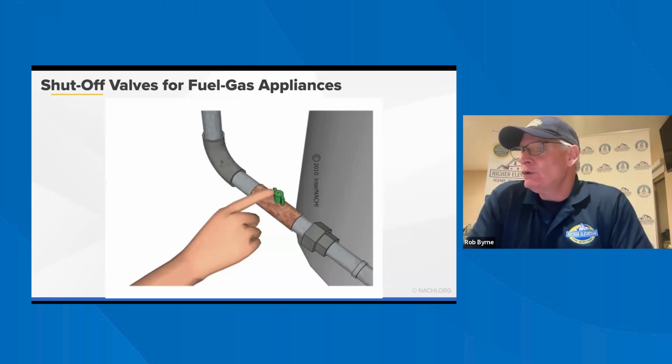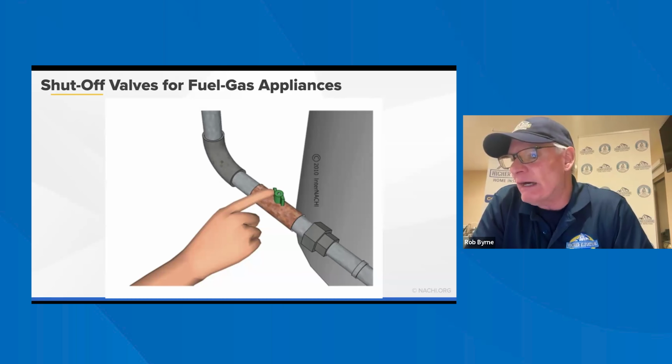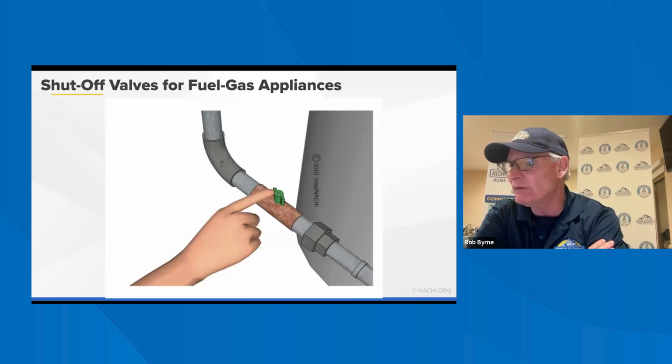Shut-off valves for fuel gas appliances. Each piece of equipment and appliance should be provided with a shut-off valve, which is separate from the appliance, to permit maintenance, repair, or replacement. It should be no further away than 6 feet, and located within, obviously, the area. Shut-off valves should not be located in concealed locations. Doesn't do you any good. And shall have access provided. Should be easily located and operated in the event of emergency.